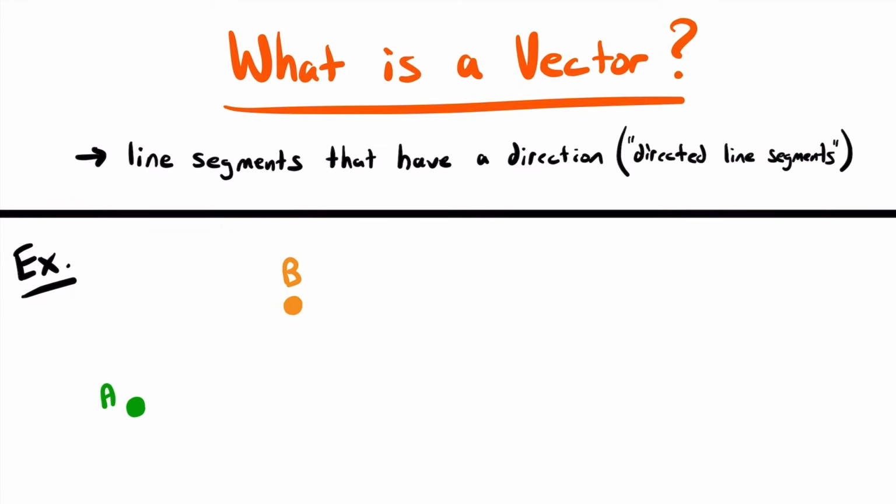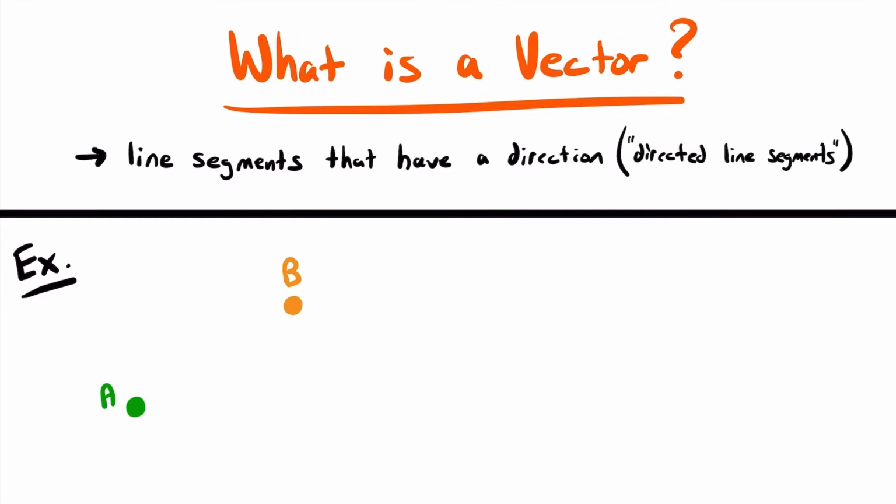Well, to put it simply, vectors are line segments that have a direction, or you might also refer to them as directed line segments. They're just line segments that have a direction. So for example, here we have 2 points, point A and point B. We could draw a vector between these 2 points by starting at point A and moving towards point B. All right, so I'll do that here.